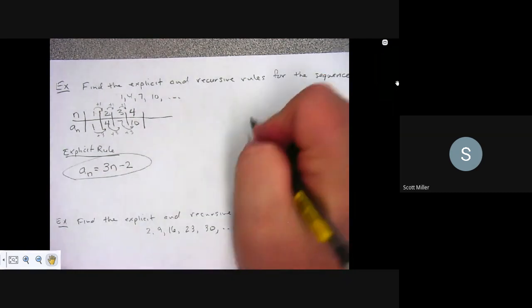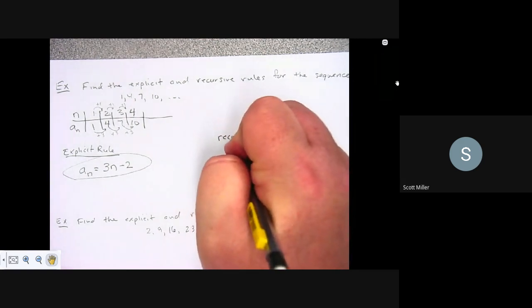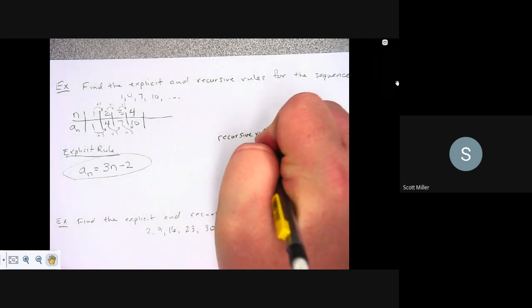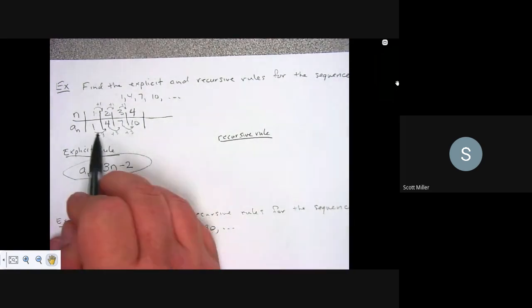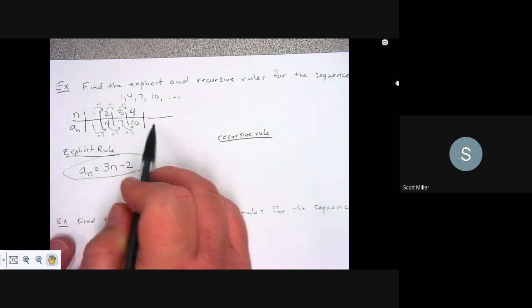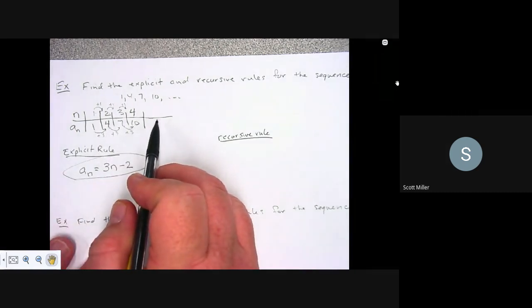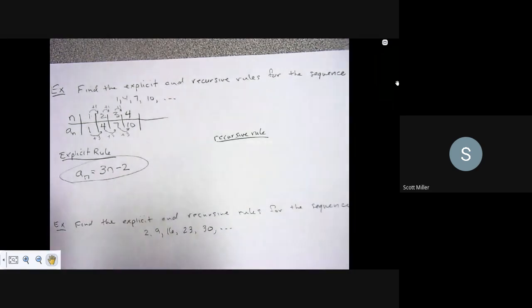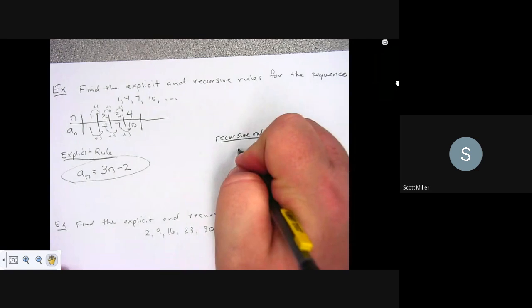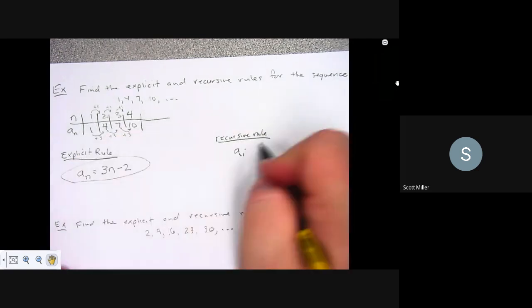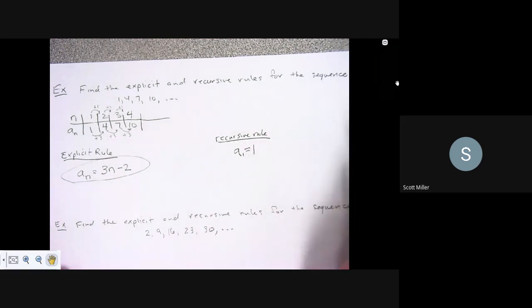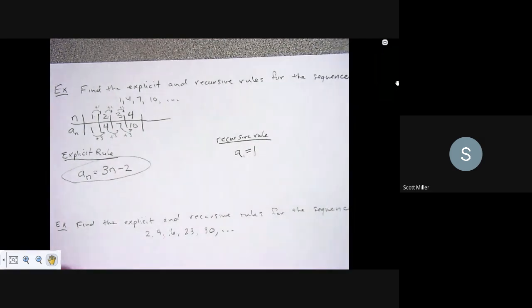Well, what about a recursive rule? The recursive rule is based off of how do I get to the next number? And again, the pattern we see is that we just keep adding 3. Now the recursive rule, you have to have a starting position, some place to start. And you always start with the first number in the sequence. The first number in the sequence is 1. You need that also. Otherwise, the recursive rule doesn't make sense.